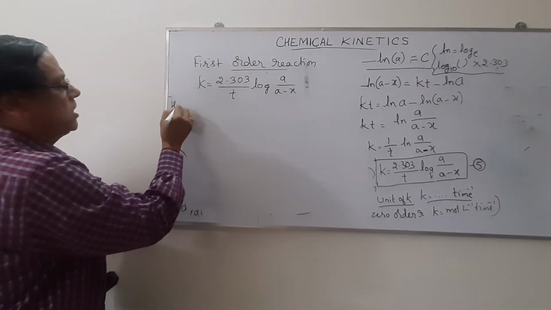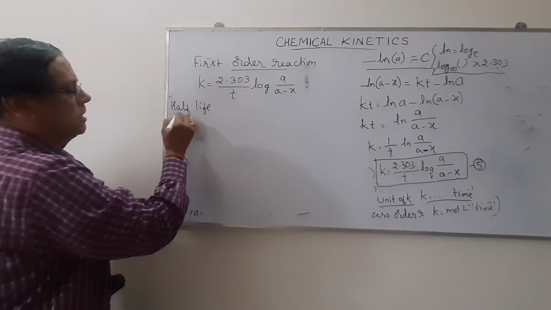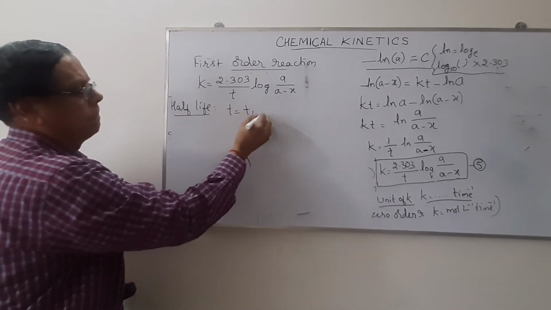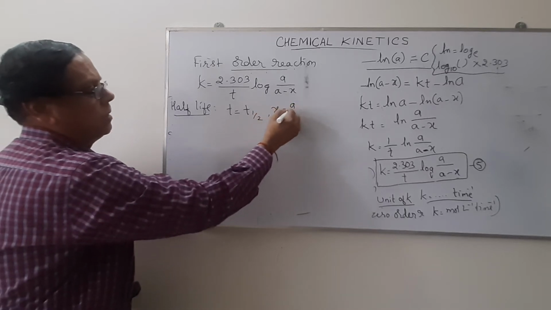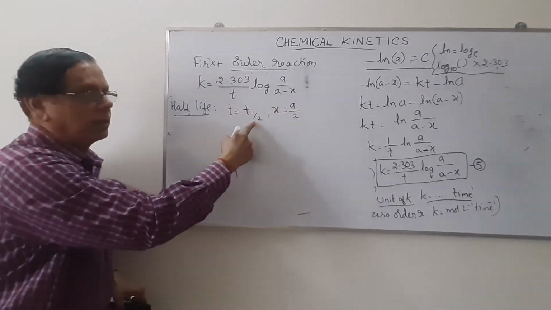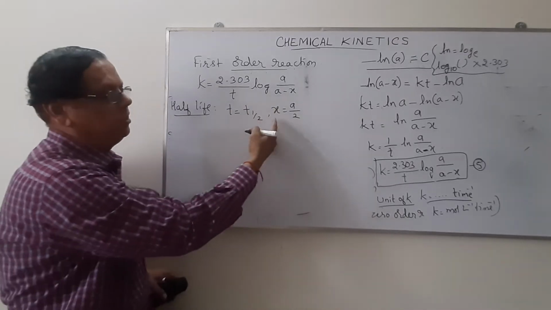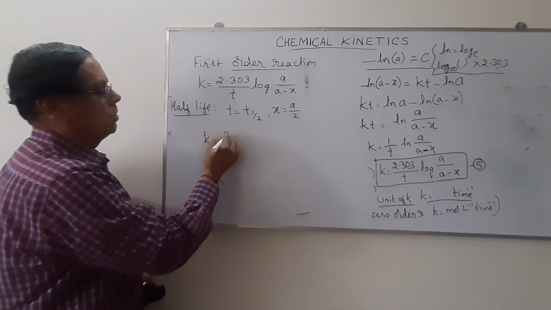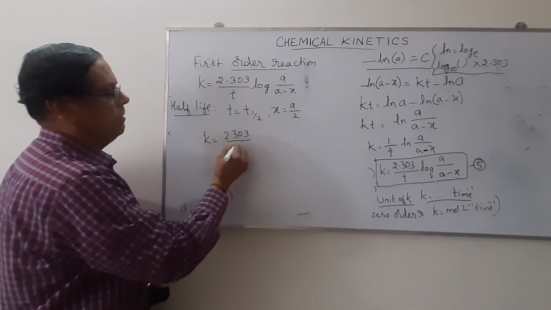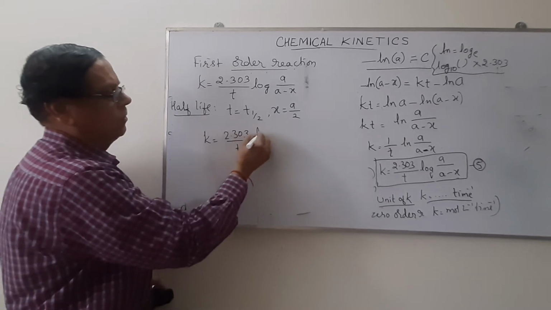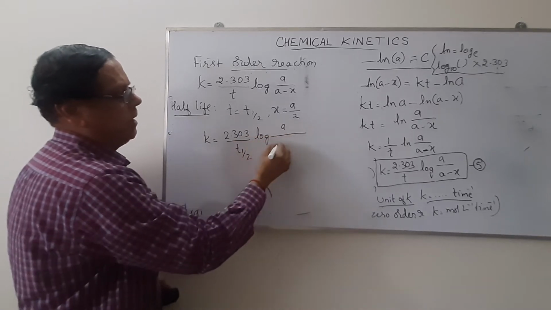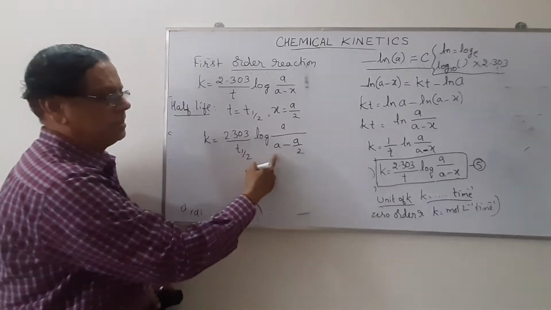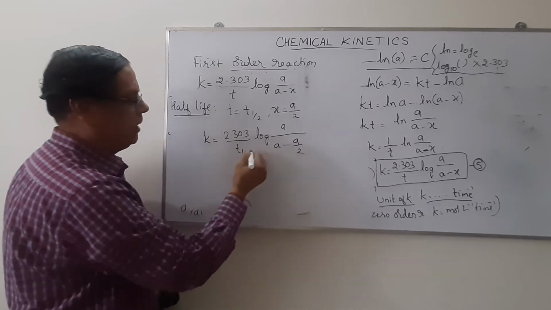To calculate the relationship between half-life and the initial concentration, substitute t is equal to t half and x is equal to a by 2. At this half-life period, the concentration of the reactant converted to product will become half of the initial concentration. Then we have k is equal to 2.303 divided by t half log of a divided by a minus a by 2. This a minus a by 2 is nothing but a by 2.